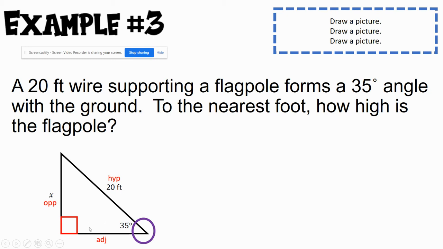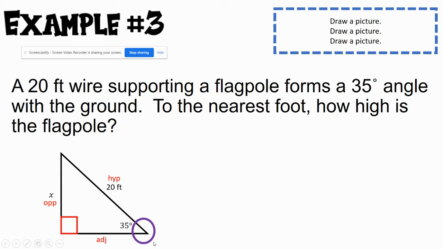And then I've got to figure out what trig ratio should I use, sine, cosine, or tangent. So again, just like on the last two problems, what side length did I know? I knew the hypotenuse. What side length did I not know? I did not know the opposite side. So what trig ratio uses the opposite and the hypotenuse? If you said sine, you are correct.